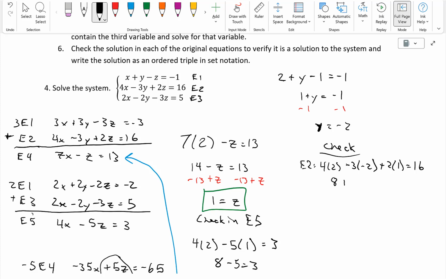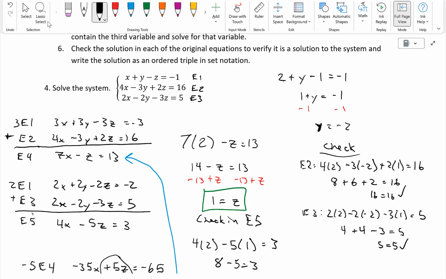We get an 8 plus 6 plus 2, which is 14 plus 2, 16 equals 16. So we're good to go in equation 2. And then equation 3, we have 2 times 2 for x, minus 2 times negative 2 for y, minus 3 times 1 for z, and we're hoping that gives us a 5. We get a 4 plus 4 minus 3, which is 5. So we check out in both of our equations.